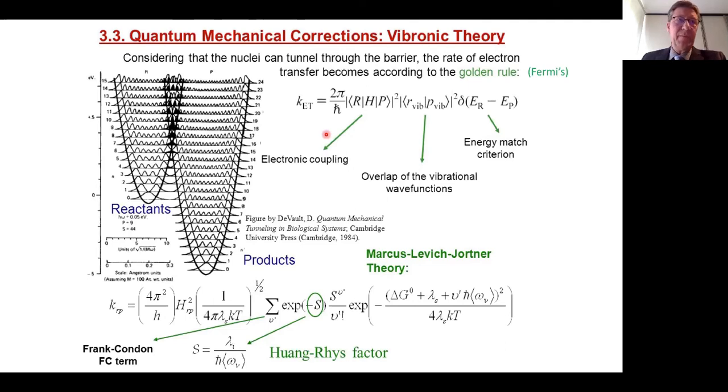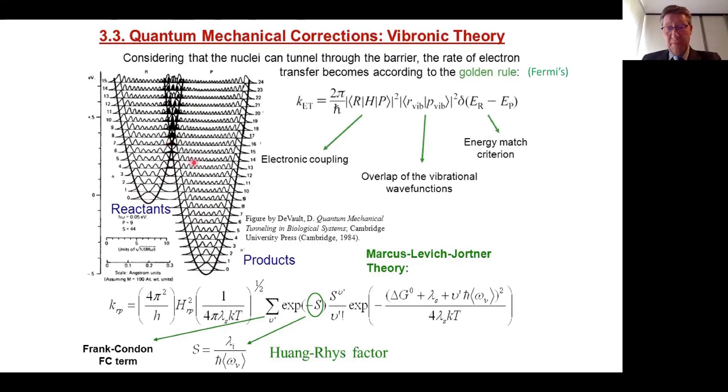So this picture here is basically the best way that we can represent this overlap of vibrational wave functions. So here we see the reactant state, the product state. We see all the vibrational wave functions that are drawn in. And this here in black is the overlap of the vibrational wave functions. So that is the overlap.